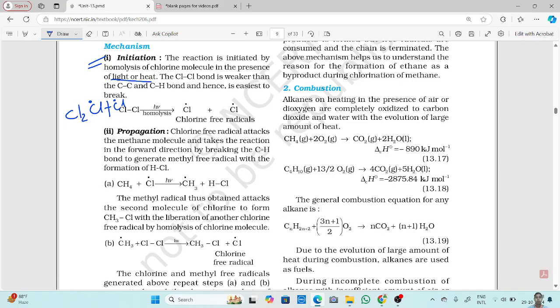That is, the Cl-Cl bond is weaker than the C-C or C-H bond. This Cl-Cl bond is weaker, and hence it is easiest to break. So it is easily broken. This is what initiation is.